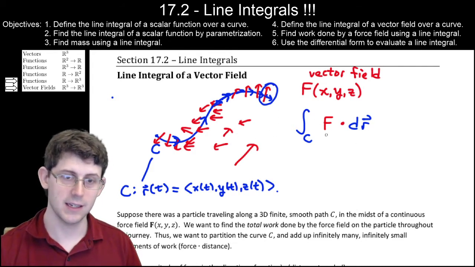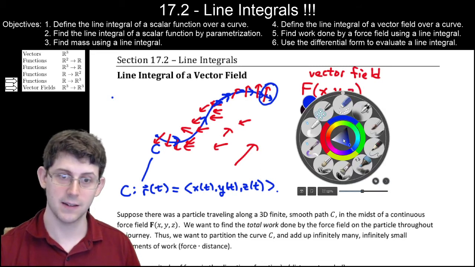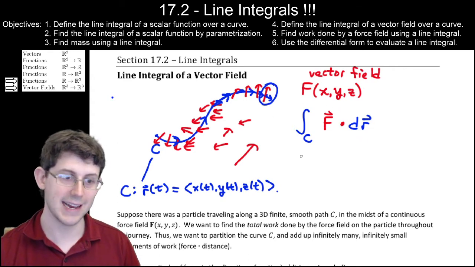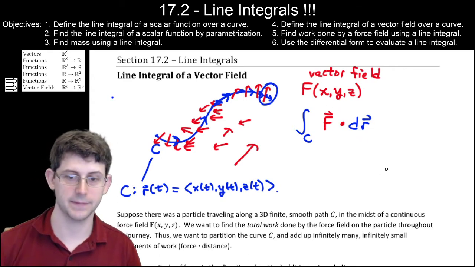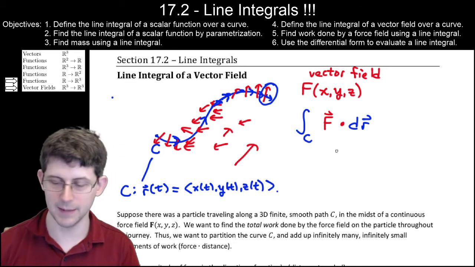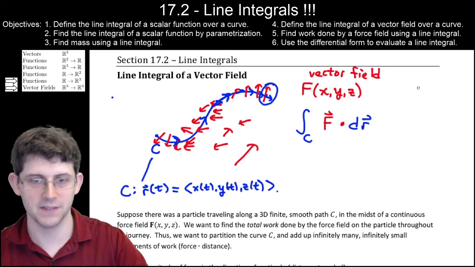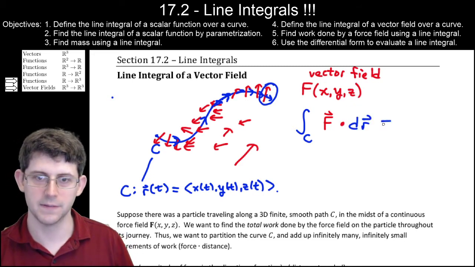This integral is the line integral of a vector field. I guess technically F is also a vector, which is good because we're dotting them together. So this is the line integral of a vector field. If you add this all up, then what you get is the work done by the vector field as you walk along the curve.